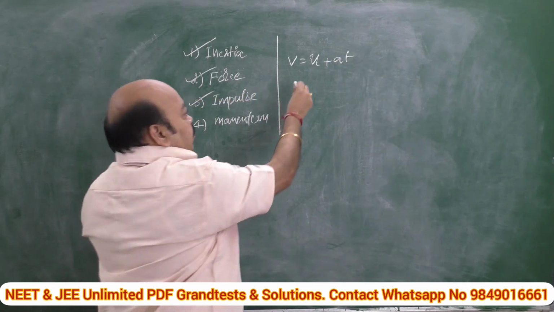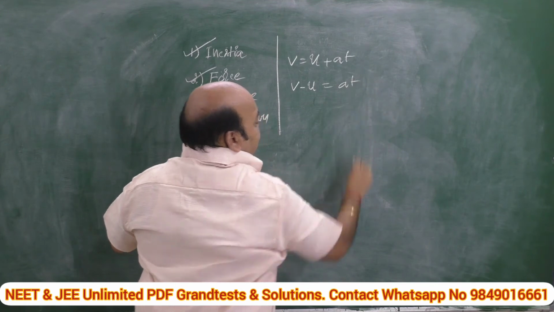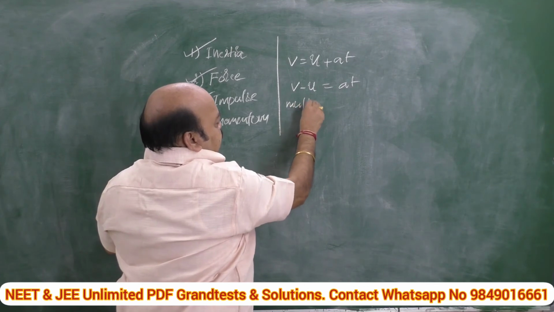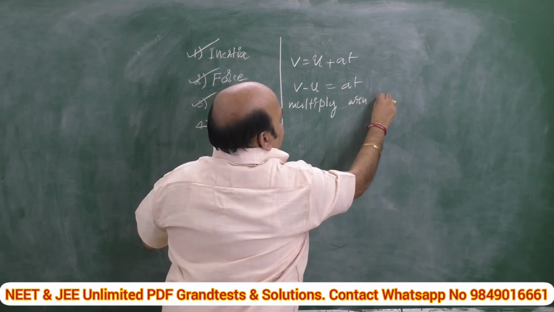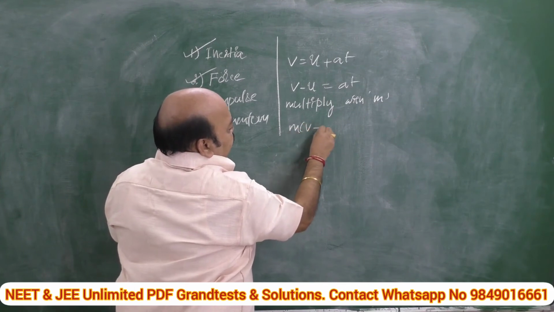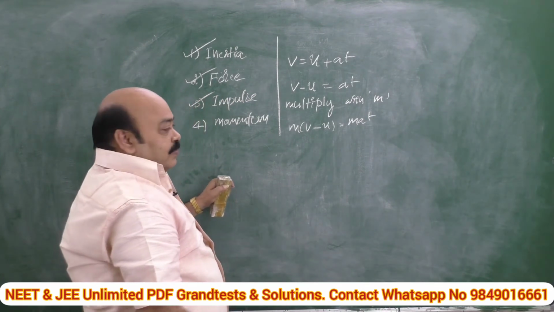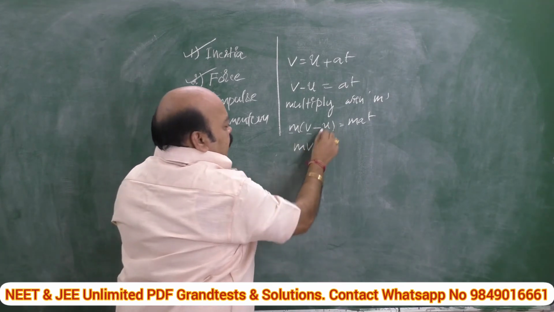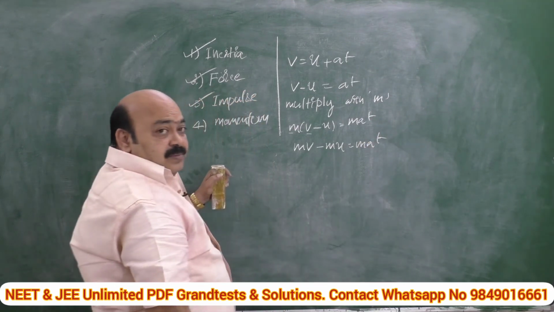Okay? Now see, this can be written as V minus U is equal to AT. Am I right? Multiply this equation with M on either side. Then we have M into (V minus U) is equal to MAT. Now see, M into V, it is nothing but MV. M into U, it is nothing but MU, is equal to MA and T.